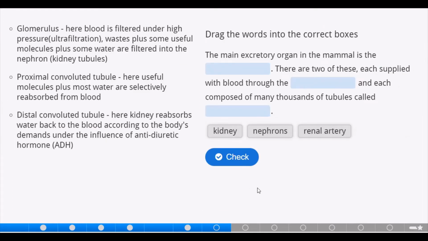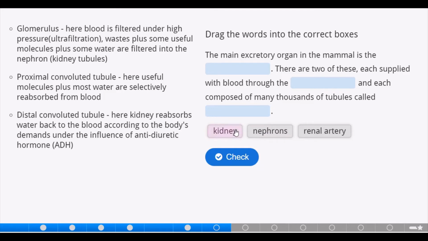Glomerulus. Here, blood is filtered under high pressure, that is ultrafiltration. Waste plus some useful molecules plus some water are filtered into the nephron, that is the kidney tubules. In the proximal convoluted tubule, useful molecules plus most water are selectively reabsorbed into the blood, while in the distal convoluted tubule, the kidney reabsorbs water back to the blood according to the body's demands under the influence of antidiuretic hormone. Drag the words into the correct boxes.